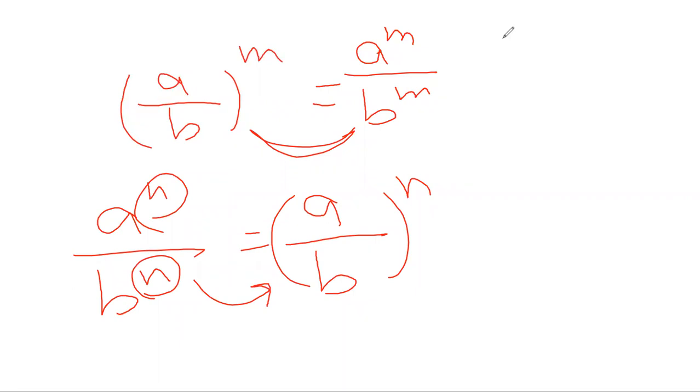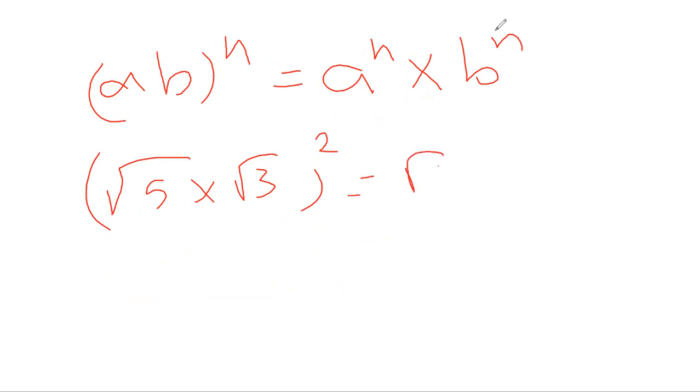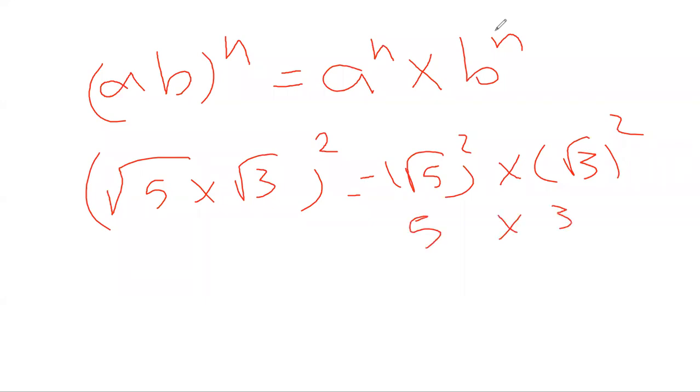Okay, also in multiplication, I can do this. If I have ab power of n, it will be equal to a power n times b power n. For example, if I have root 5 times root 3 all power 2, I can distribute it. Instead of saying it is multiplied, so it is root 15 power of 2, I can say it is root 5 power of 2 times root 3 power of 2, distributing the power. And this becomes 5 times 3, which equals 15.